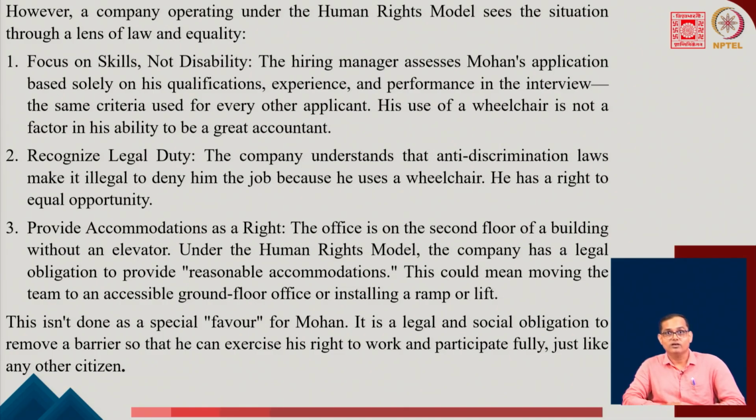The office is on the second floor of a building without an elevator. Under the human rights model, the company has a legal obligation to provide reasonable accommodations. This could mean moving the team to an accessible ground floor office or installing a ramp or lift. This is not done as a special favor for Mohan. It is a legal and social obligation to remove a barrier so that he can exercise his rights to work and participate fully just like any other citizen.